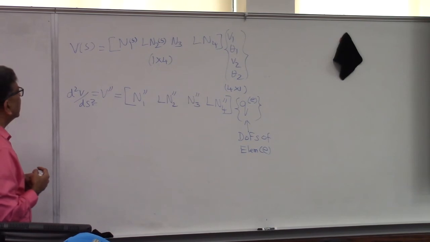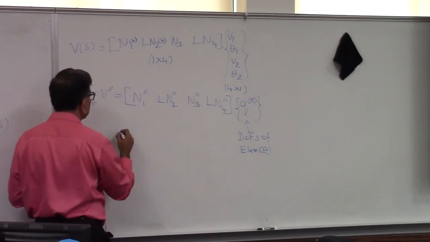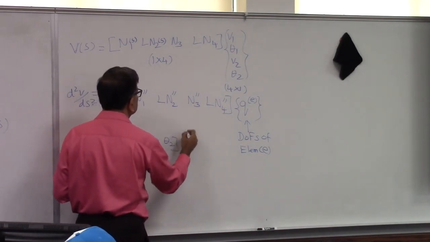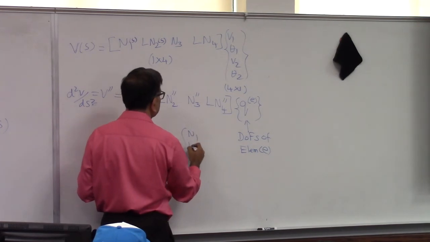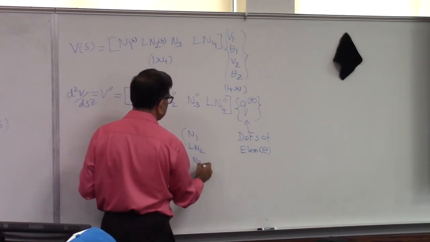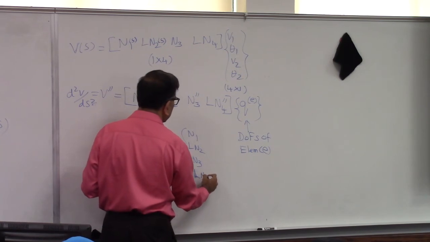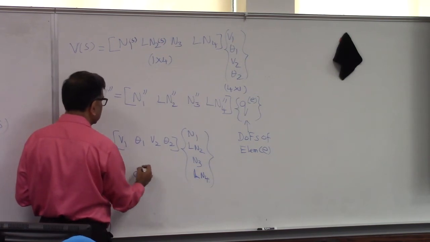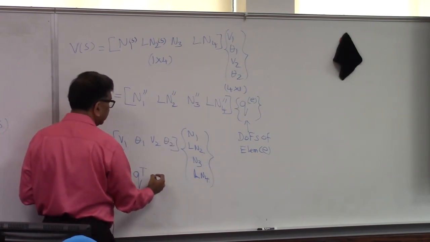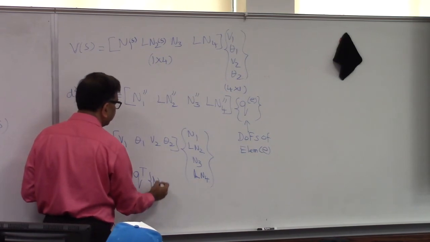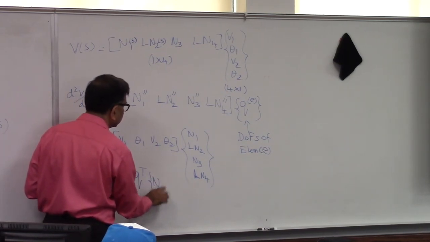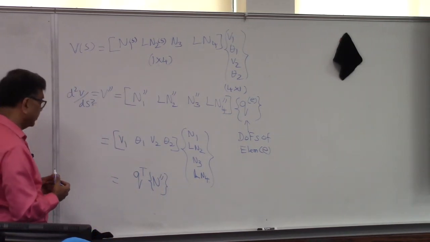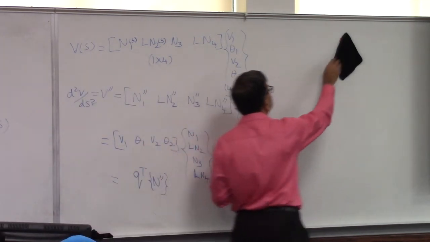Now, I'm going to write this also as v1, theta 1, v2, theta 2 times N1, L n2, N3, L n4. You may wonder why I do this. This is also correct. Here I have written the degrees of freedom as a row matrix and the shape functions as a column, n double prime. Both are acceptable forms. We will see why in a minute.